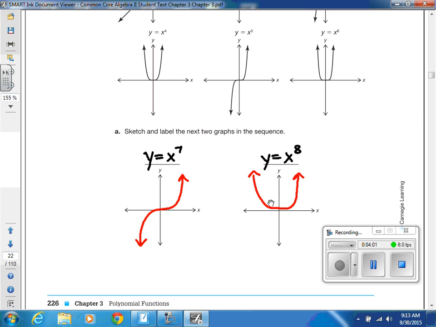What do you notice about odd degrees? Okay, yeah, they're this. They point up and down, right? Odd degrees point up and down. What about even degrees? Right. The even degree functions point up only.